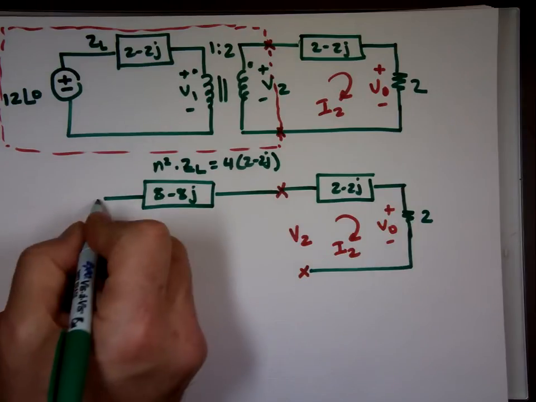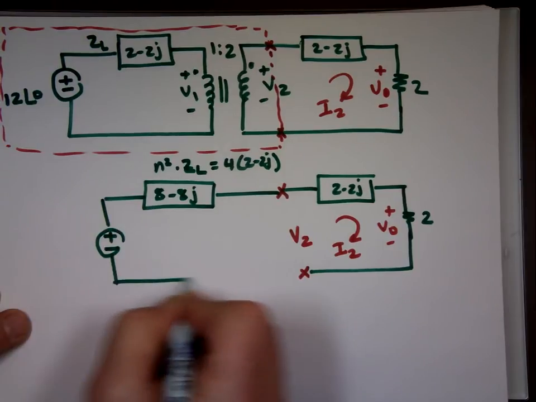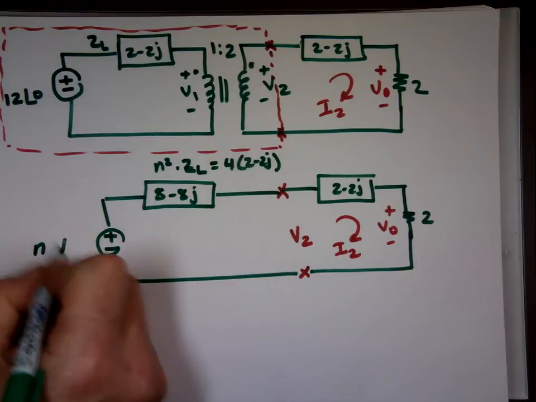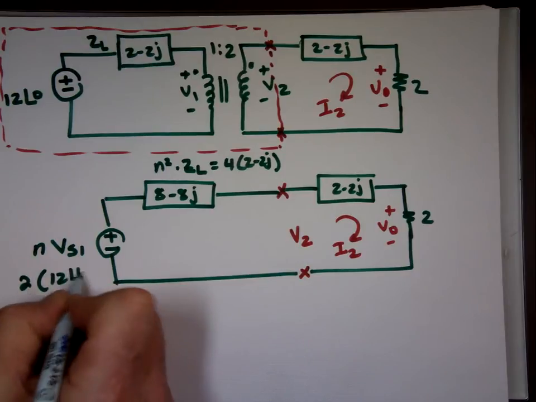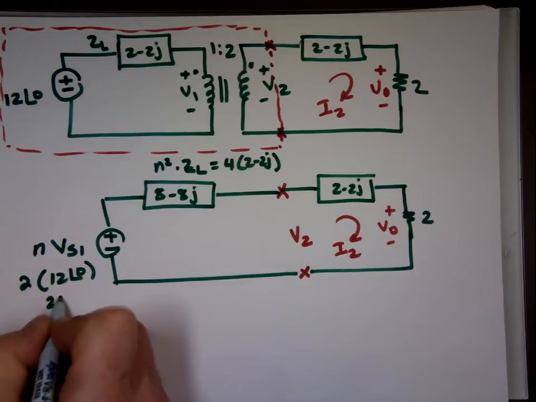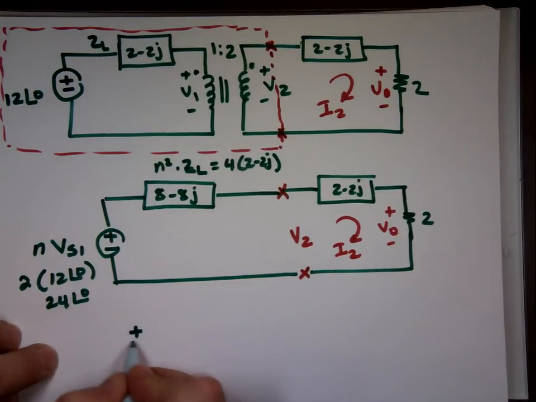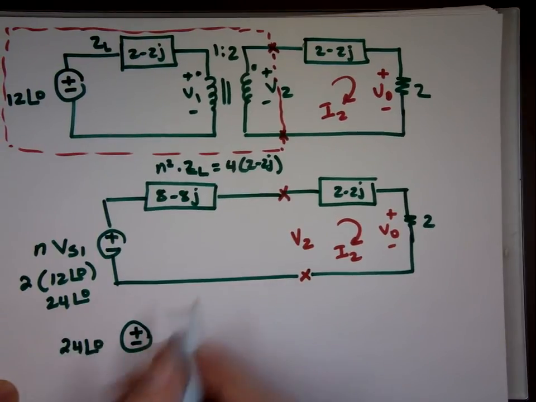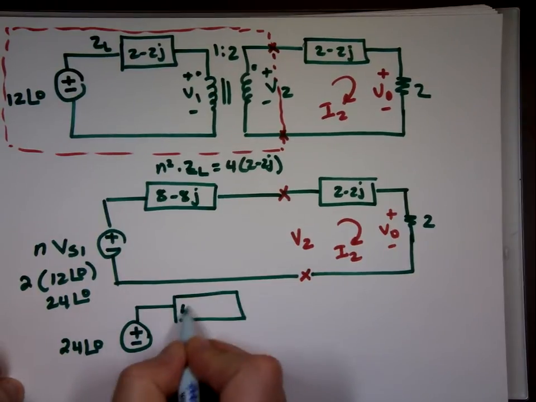And this will give me a value of a source here with the value of n times Vs1. N is 2, 12 angle 0, which is what? 24 angle 0. So here's my circuit, 24 angle 0. I can combine these guys into what? 10 minus 10j.